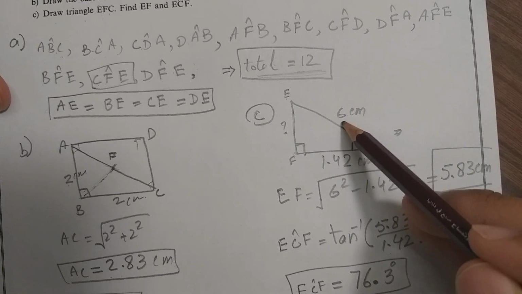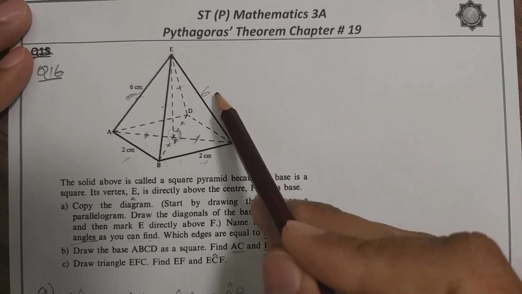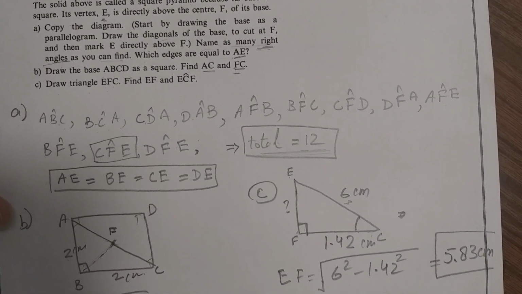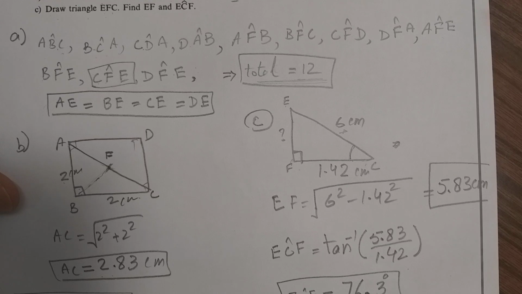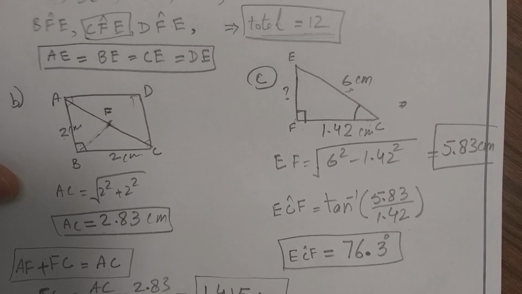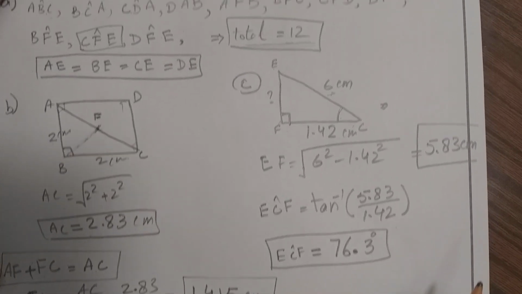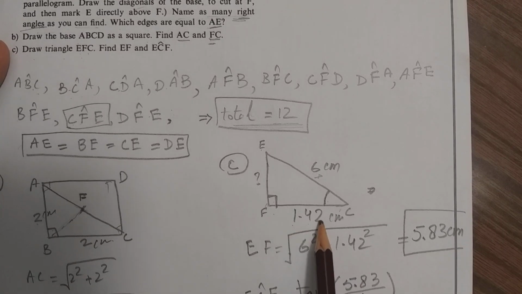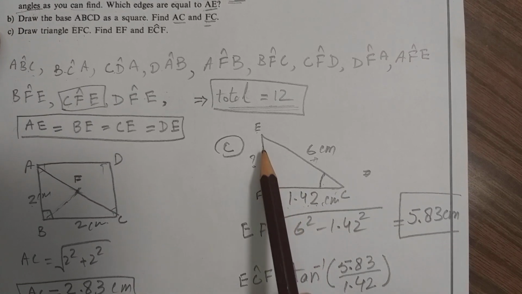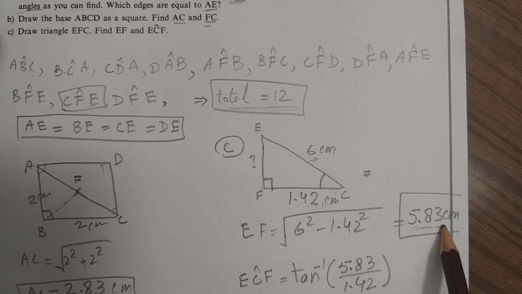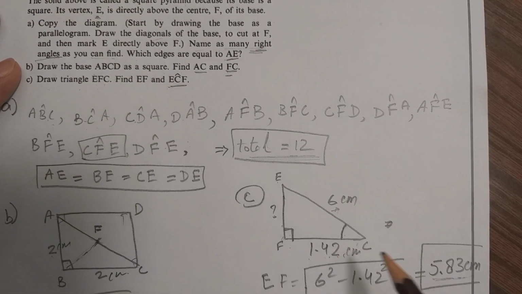We know that the slant height is 6 centimeter. We are given slant height is 6 centimeter. All this 6 centimeter, this is also 6 centimeter. So slant height is 6 centimeter, and FC we just found here, 1.42 centimeter. So longer side square minus the short side square, you find the other short side, which is 5.83 centimeter. But in the other part he said find the angle ECF.